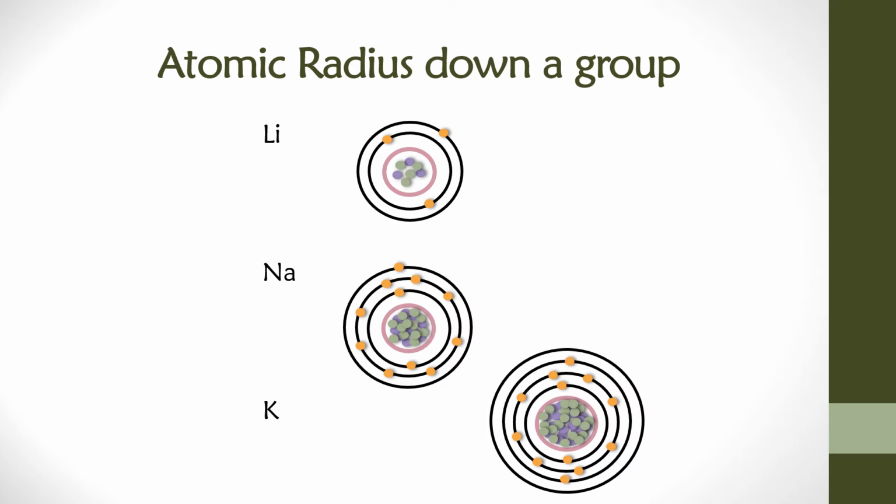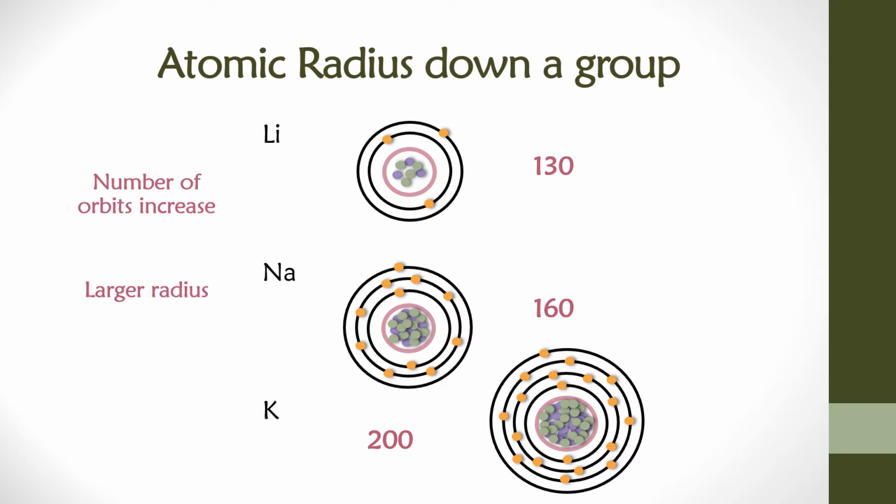The reason why that is happening is because as we go down the group, the number of orbits is increasing. Lithium is in the second period, so there are only 2 orbits. Sodium is in the third period. We now have 3 orbits. Potassium is in the fourth period. We now have 4 orbits.